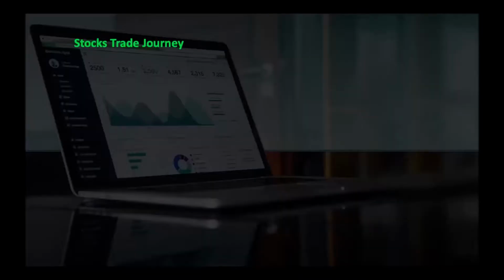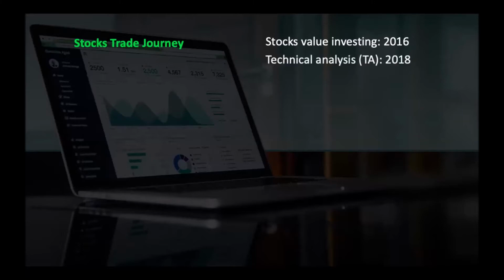Okay, just to share a bit of my stock trade journey. I started stock investing in 2016, but actually, it was value investing. So basically, I buy and I do nothing, and I never sell for a few years. Of course, currently most of them are stuck here, stuck after the March crash. This is because it was too late to cut loss for that stock.